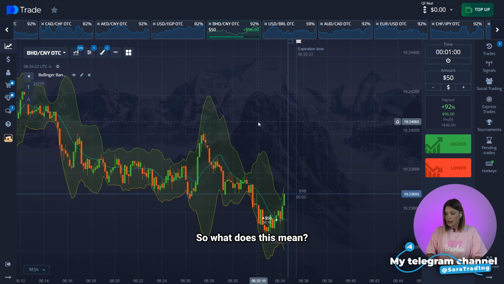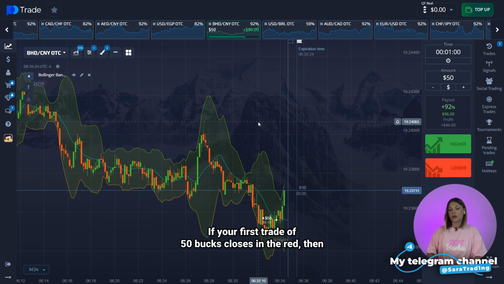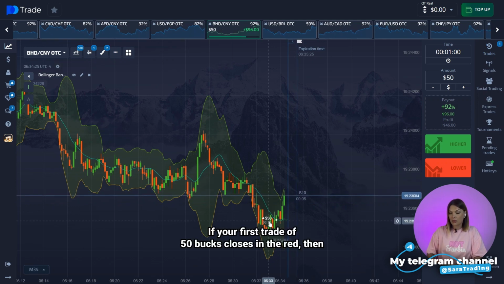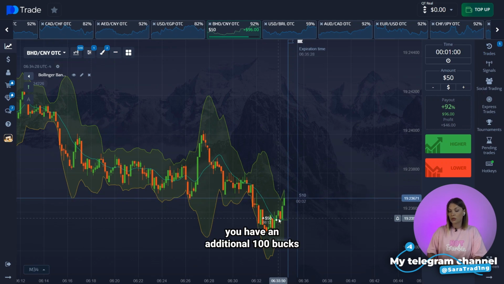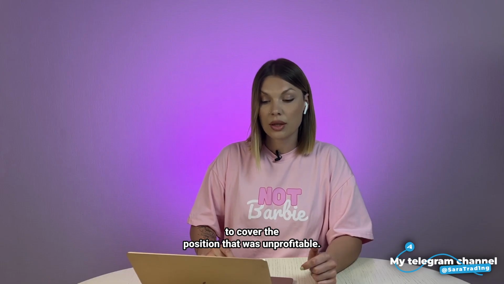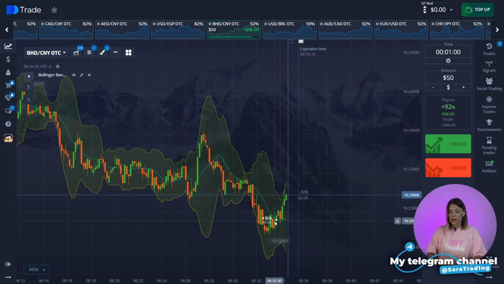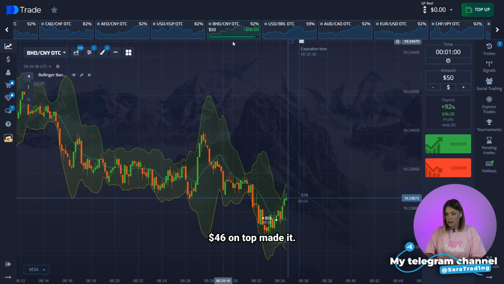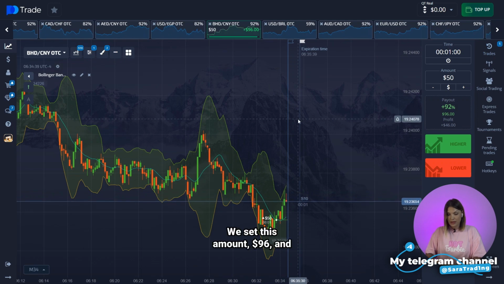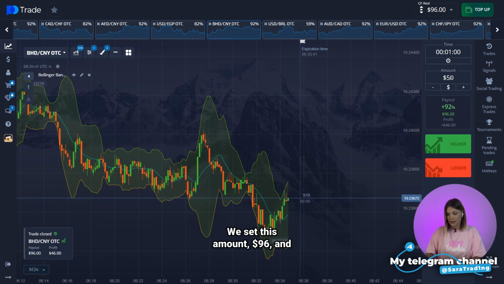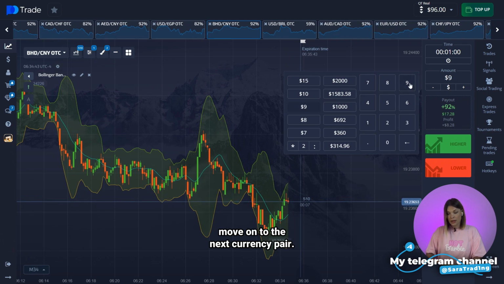So what does this mean? If your first trade of $50 closes in the red, then you have an additional $100 to cover the position that was unprofitable. So here we get a net positive. $46 on top made it. We set this amount, $96, and move on to the next currency pair.